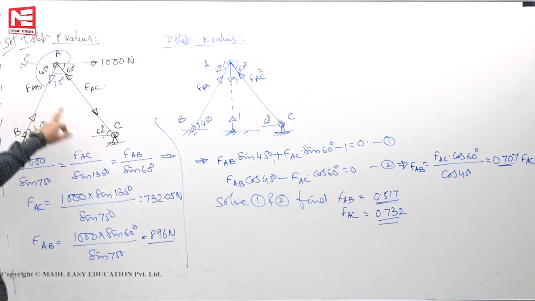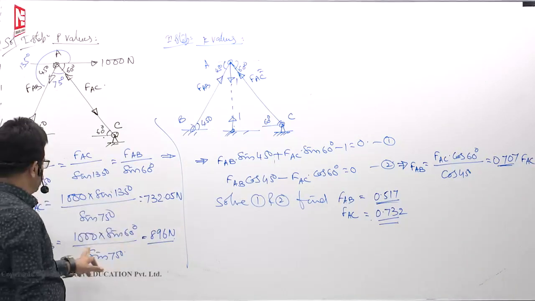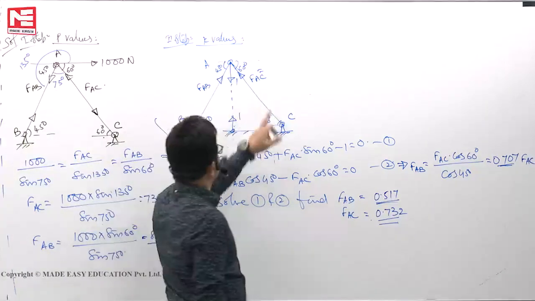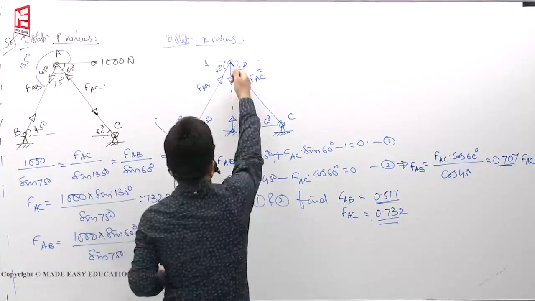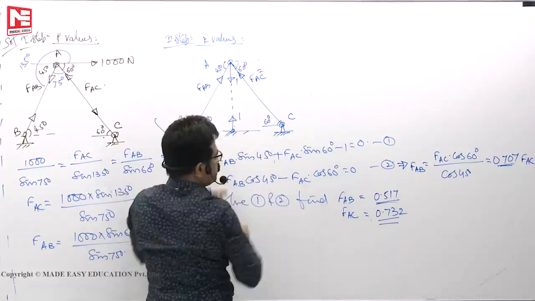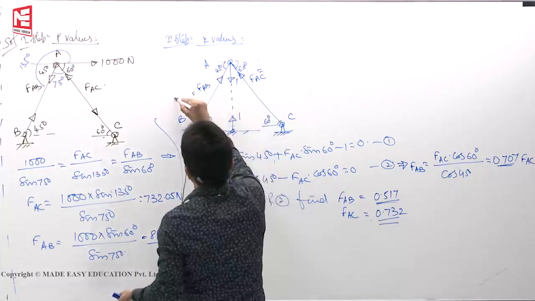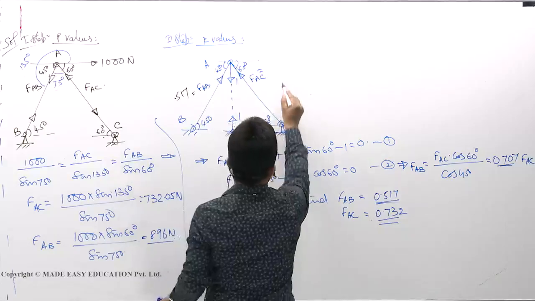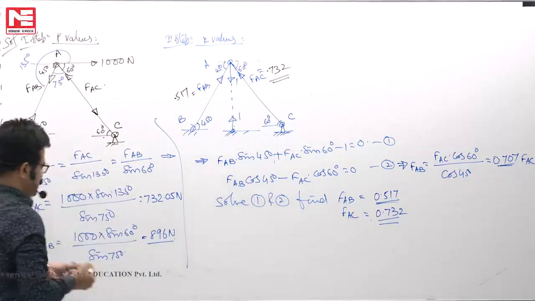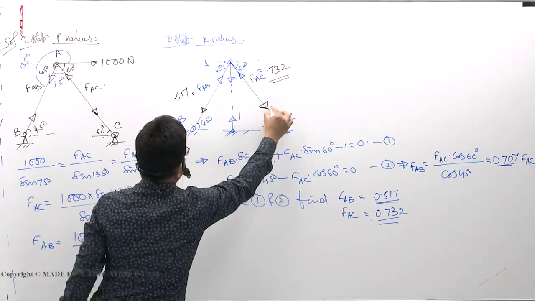Okay. Now FAC, 1000 sin 135 by sin 75 means 732. FAB, 1000 sin 60 by sin 75 means 896. When you are finding K values, both of them are under compression only, because when I am pulling it, compression will develop like this. FAB is 0.517, this is 0.732. So sigma y now it should balance. This is towards the joint, towards the joint.